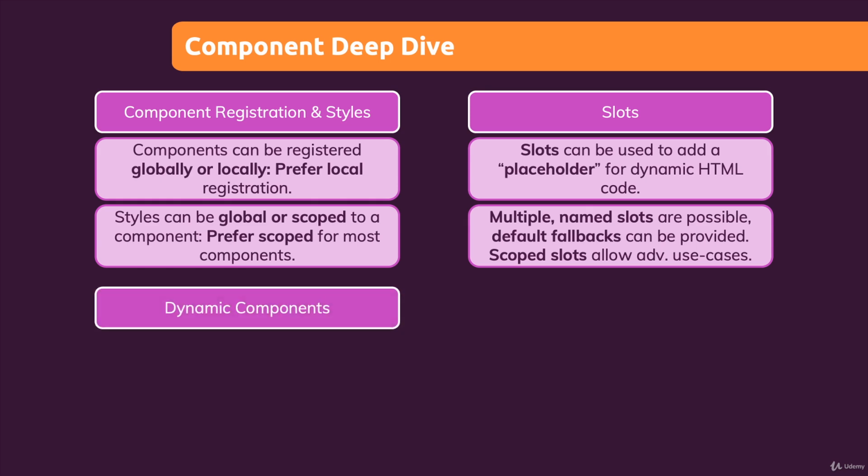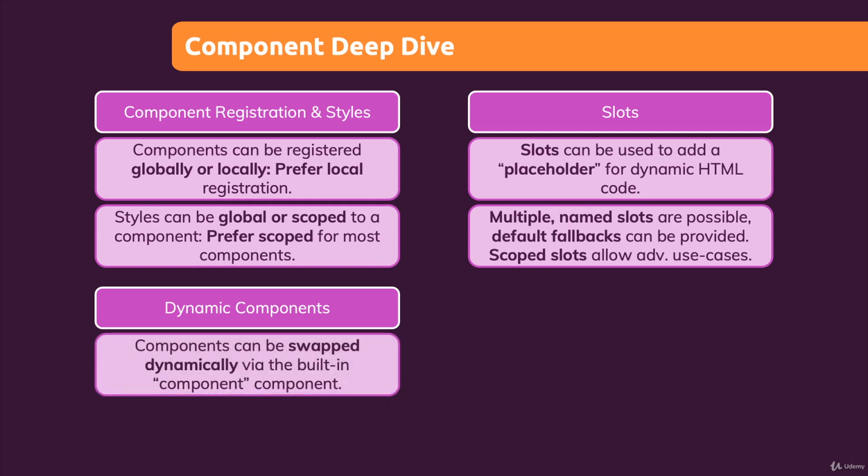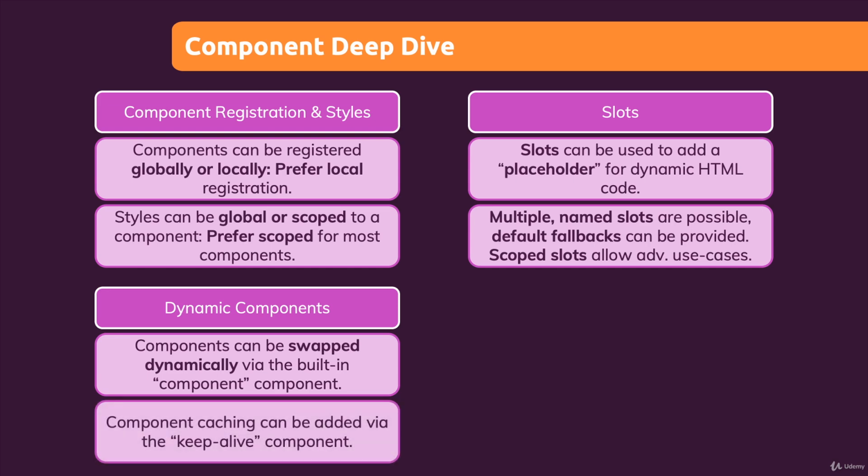We also have dynamic components. Dynamic components is a feature built into Vue, unlocked with the built-in component. This can be used to dynamically swap it for different components you defined, and you can also control the caching of that component with the built-in keep-alive component, as you learned in this module. We will also use this feature in the next course module, so in the project we're going to build there.